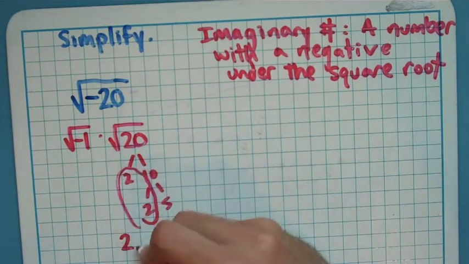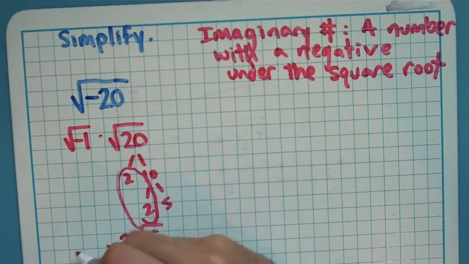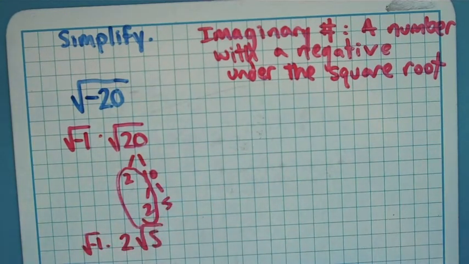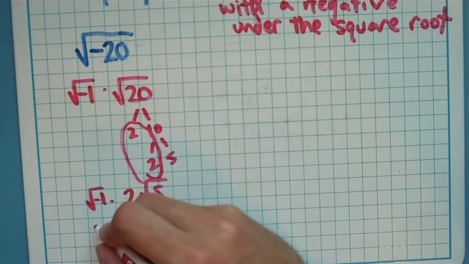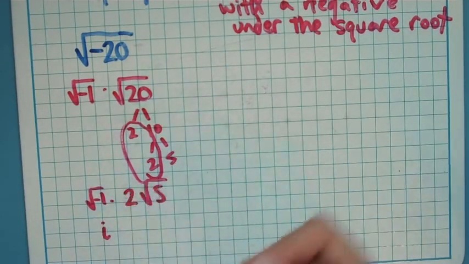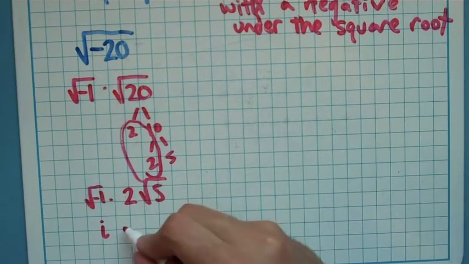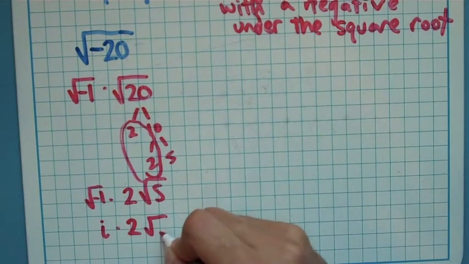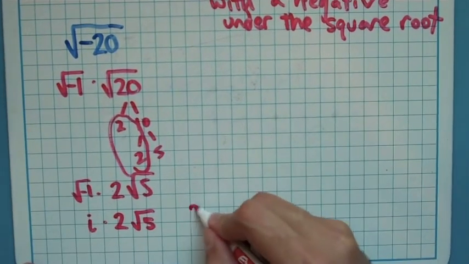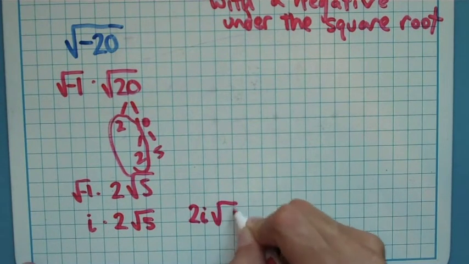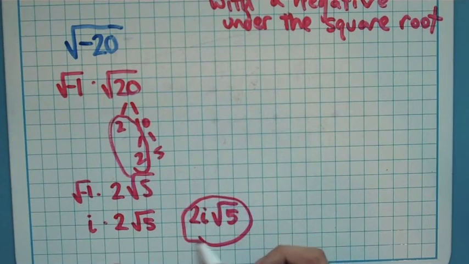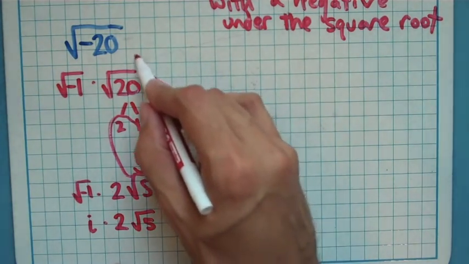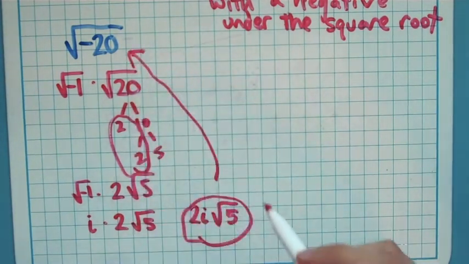Root 5 times this square root of negative 1 over here. Well, square root of negative 1, remember, that's just equal to I. That's our new imaginary number that you're going to have to memorize. So it's going to be I times 2 root 5, which I'm just going to rewrite as 2I root 5. So this is the simplified version of this.